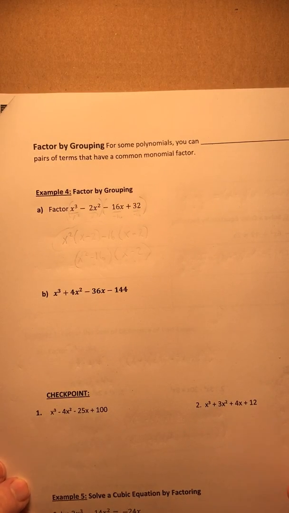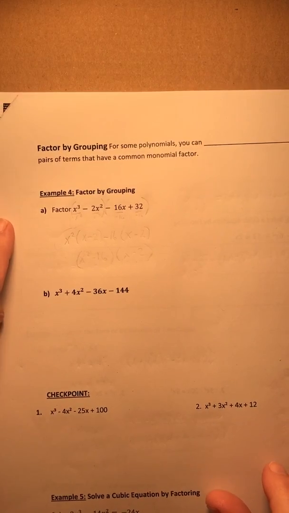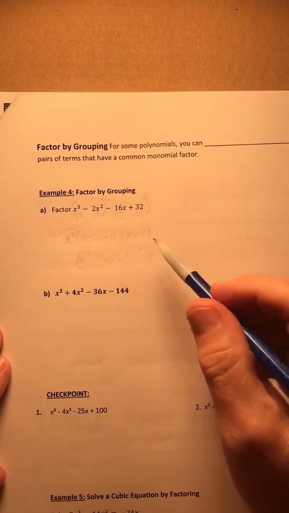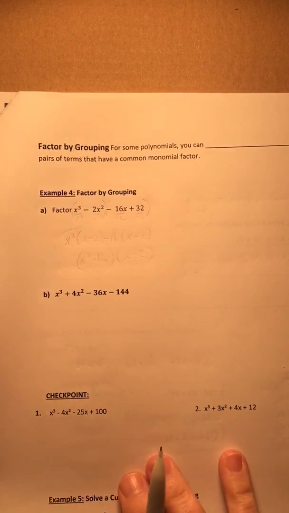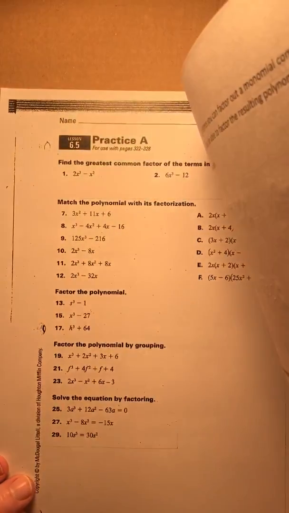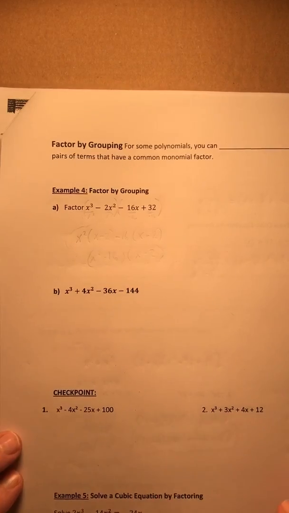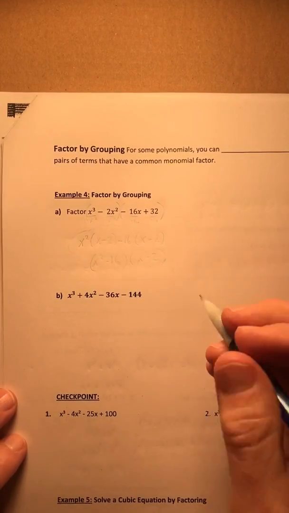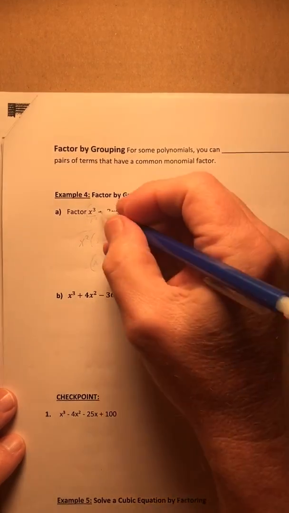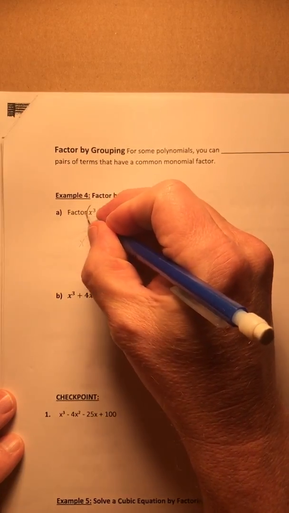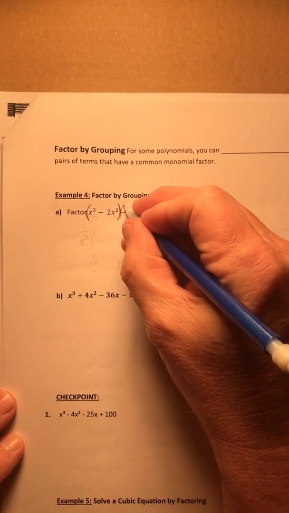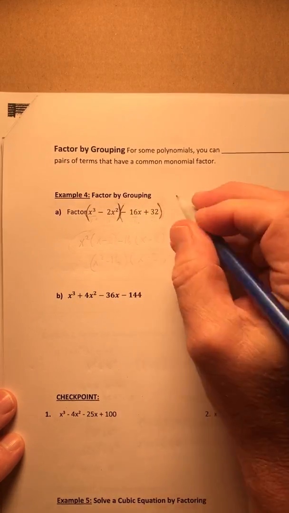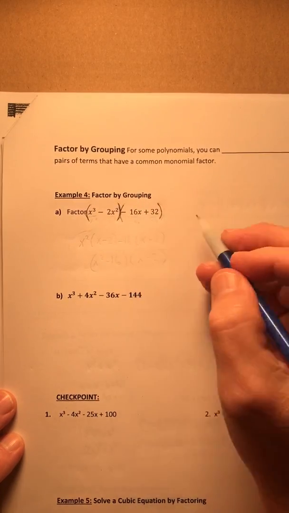All right, so this is the continuation of your 6.5 notes. We're starting at example 4. We're going to do factoring by grouping. Factoring by grouping means that you do exactly that. You group. So we're going to group these first two terms together with a set of parentheses, and then we're going to group the last two terms with a set of parentheses. Remember, the last two terms includes this sign.